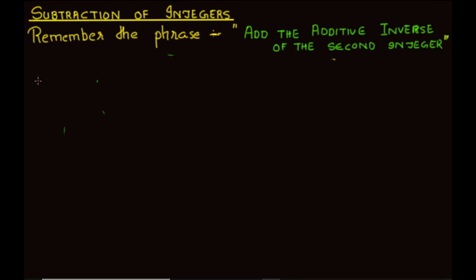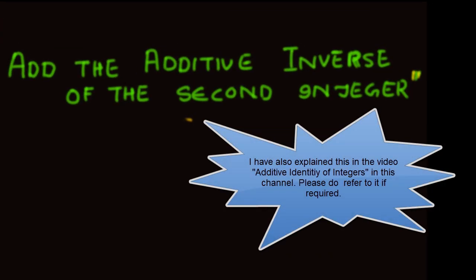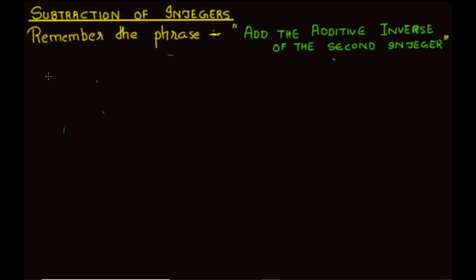Let's take two positive integers. Now you must be wondering what I have written there. Remember the phrase: add the additive inverse of the second integer. I'll explain it to you, not a problem at all. So let's take two positive integers, 6 minus 3. What does it give us? Or I can say 3 subtracted from 6. What does it give us?